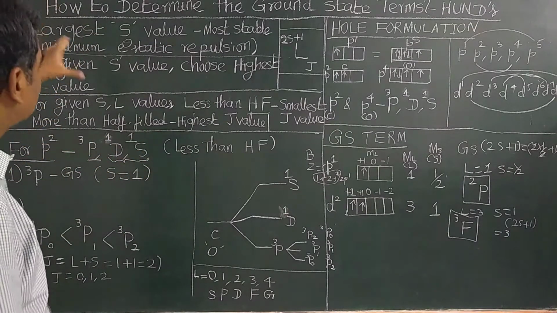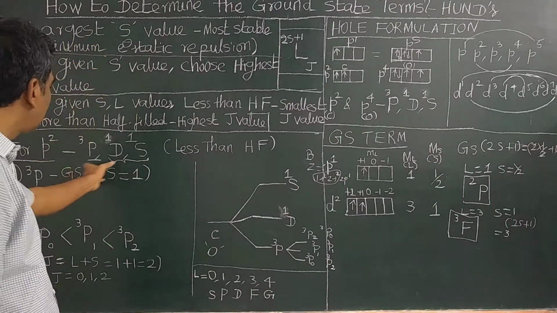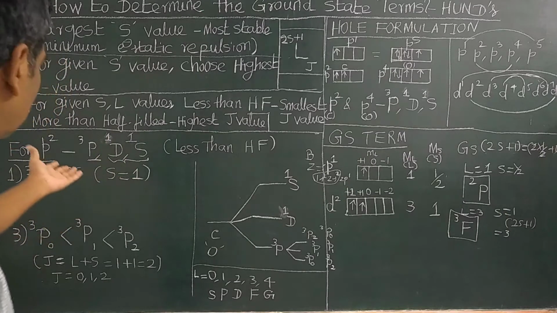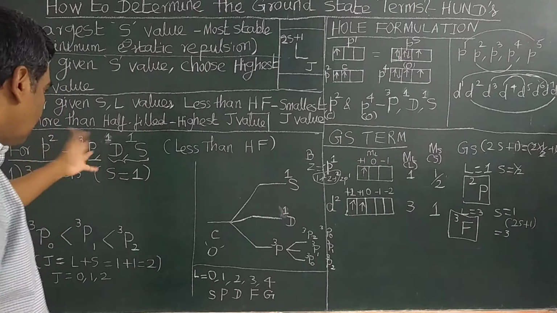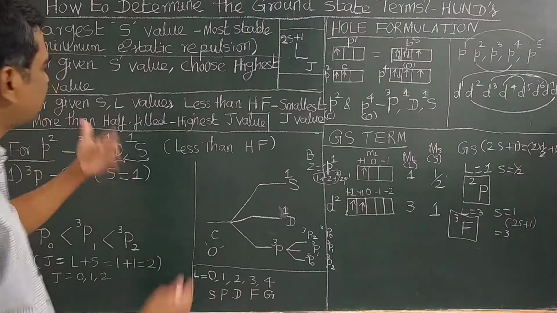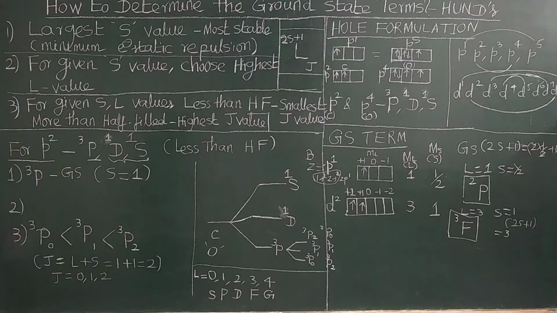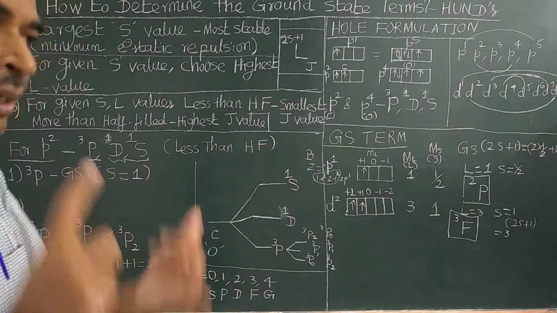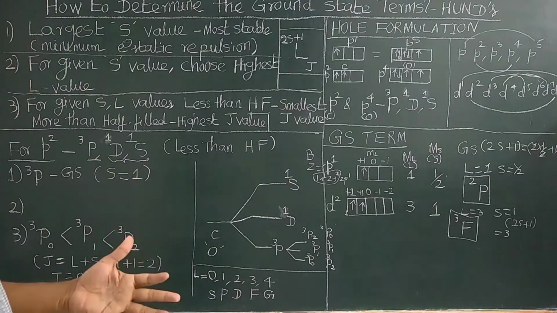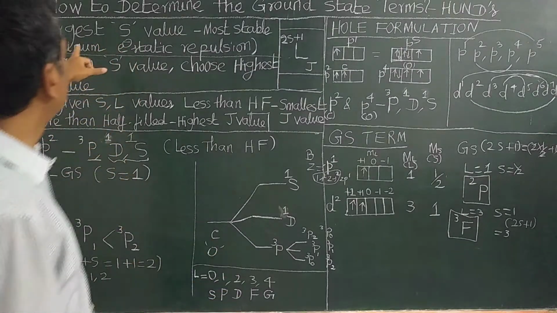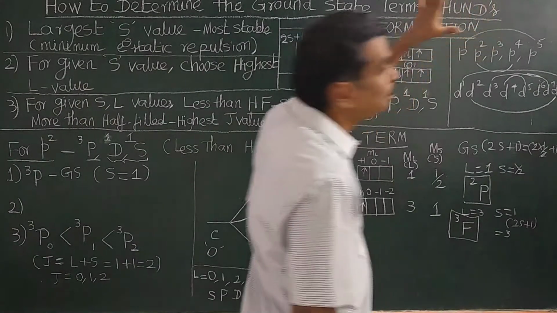Now, there are three simple rules to obtain the ground state. What is the ground state? What are the excited states? From the three states, which one is the ground state? Which one is the excited state? Which one is the second excited state? There are three simple rules to obtain the ground state and the excited states. The first rule is to choose according to Hund's rule of maximum multiplicity.